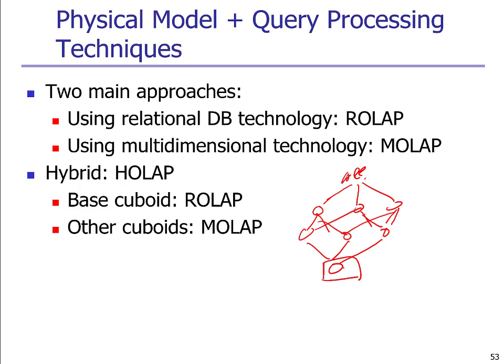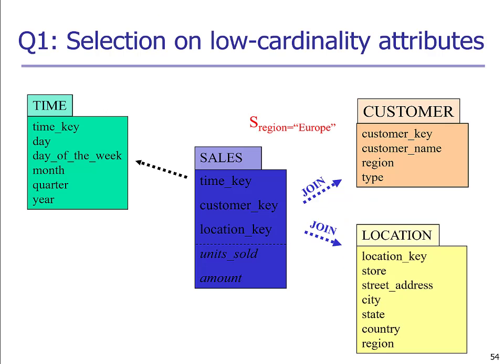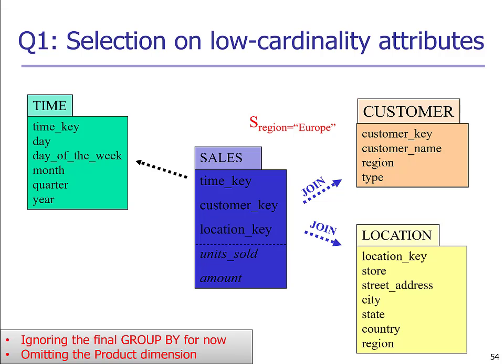So let's look at some query processing techniques. One is to do the selection on low cardinality attributes. Let's look at the example first. Here we have 3 dimensions: we have this fact table and customer, location and time. Now assume that we want to do a slice on region to get the data for Europe.